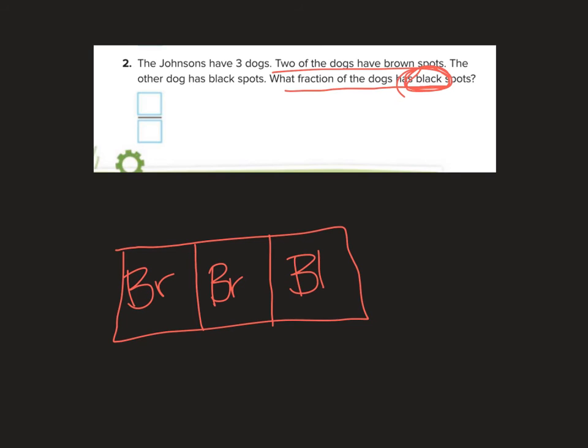Now, I always like to go back and reread the question to make sure I'm answering the right part of the question, because maybe in my head I thought, okay, I have to do brown. So make sure you go back and double check what one am I supposed to be doing? Black. So there's 1 black out of 3 total dogs. 1 is black spots out of 3 total dogs. So 1/3 of the dogs have black spots. Okay, let's go to the next one.